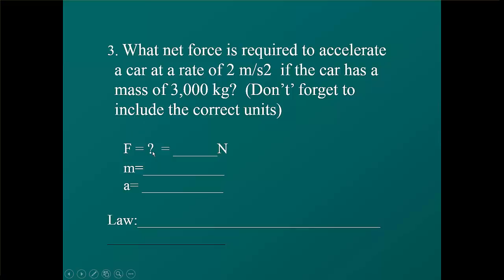All right, so force, what is force? What do you already know? You know that a rate of 2 meters per second squared, which is your acceleration. You also know the mass, which is 3,000 kilograms. So what's 3,000 times 2? Should be 6,000 newtons. Which law is this? Yes, Newton's second law of motion, F equals m times a.